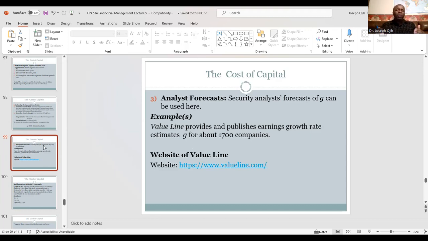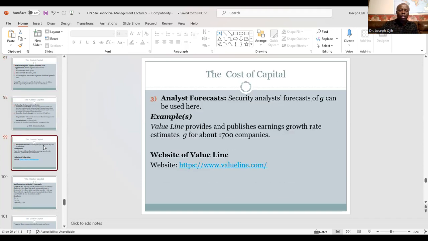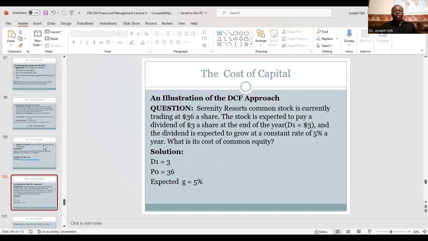Now, assuming that we have that information, which means that we have the current stock price, the current dividends, and the marginal investors' expected growth rate, how do we calculate the cost of common equity? Let's try an example here. How do we calculate it using the discounted cash flow method? Let's do this example.